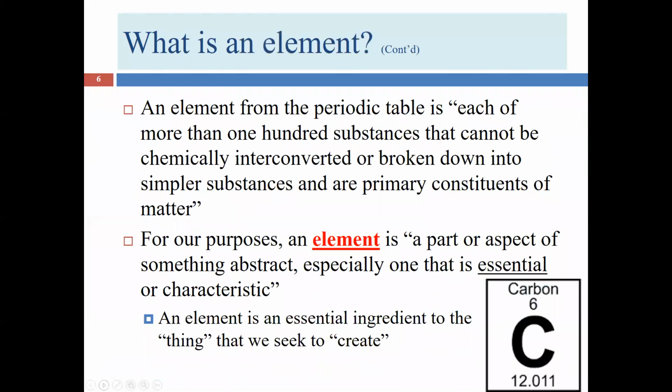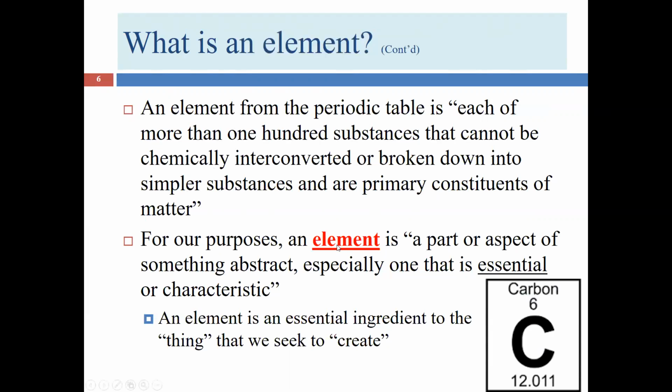Let's look at this from a different perspective. Let's talk about here from a definition from the periodic table. And this one is not a required definition. You don't have to memorize this, but depending upon your particular background, this may be a helpful way of thinking about it. An element from the periodic table is each of more than 100 substances that cannot be chemically interconverted or broken down into simpler substances and are primary constituents of matter. So these are the simplest pieces, the building blocks, so to speak.